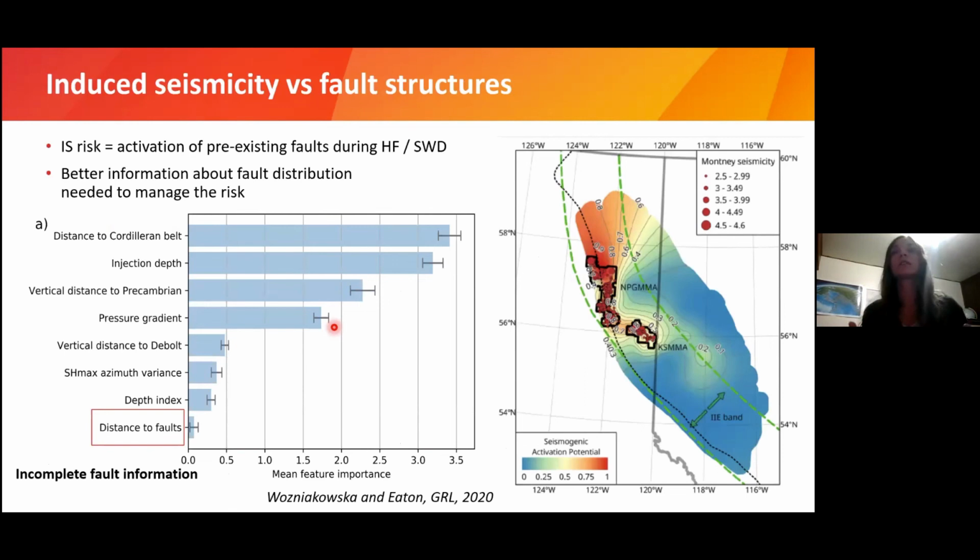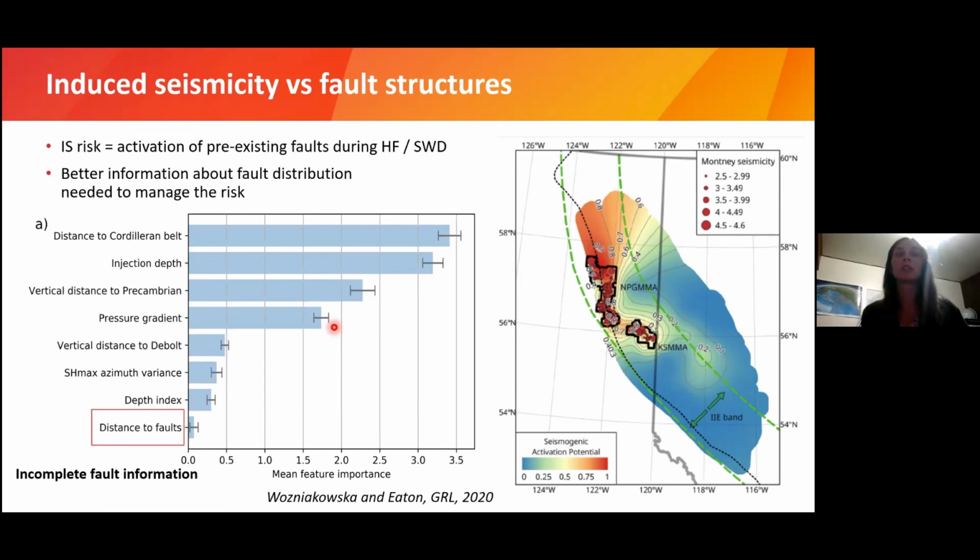So it's currently established that induced seismicity risk is strictly related to the pre-existing faults that can be reactivated during hydraulic fracturing or saltwater disposal. So we know that we need to obtain better information about the fault distribution in the subsurface in order to manage this risk of induced seismicity.